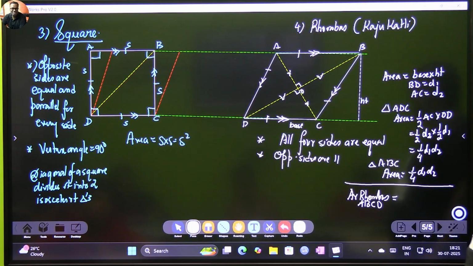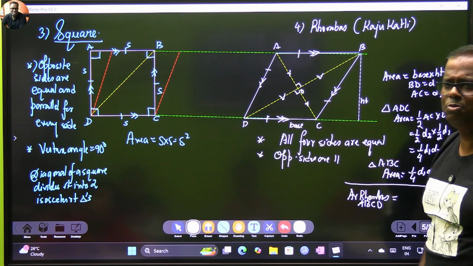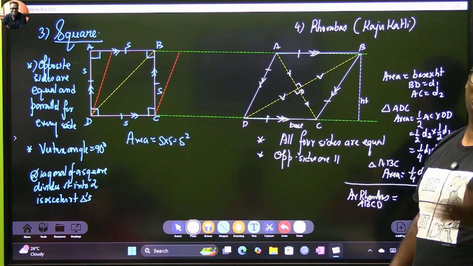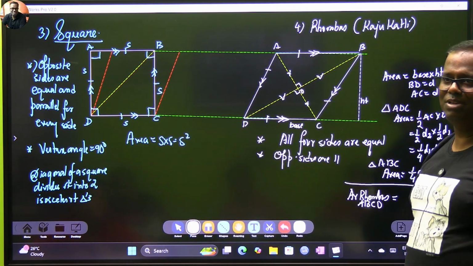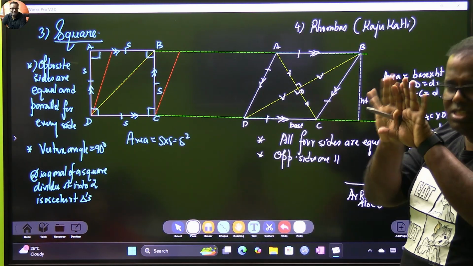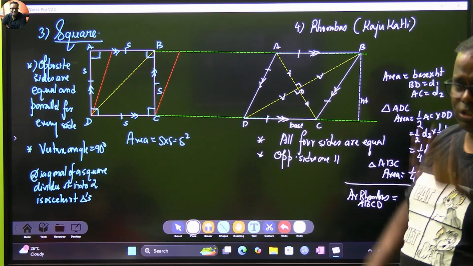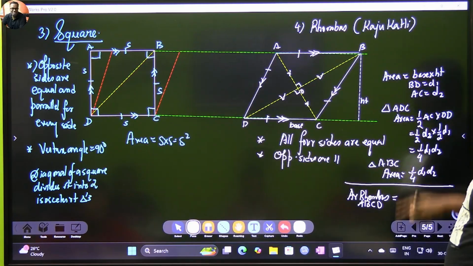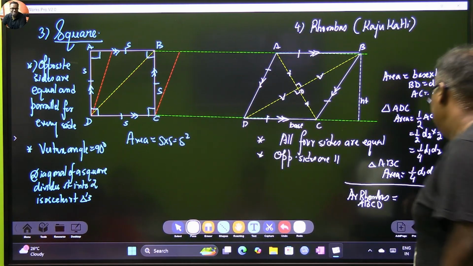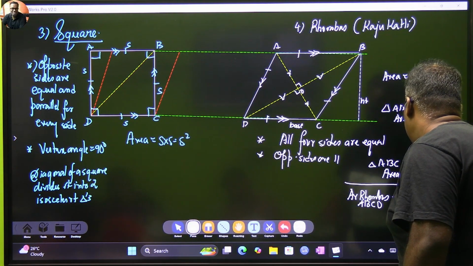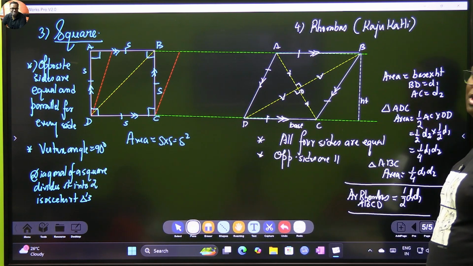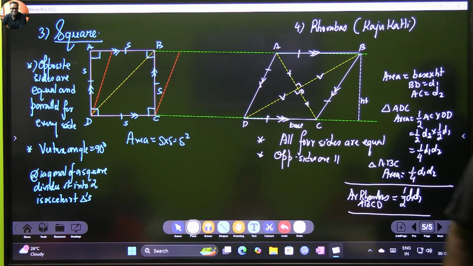Half, 1/4 pizza gives you how much pizza? Half pizza. 2/4. 2/4 is correct, but you don't say 2/4. Quarter pizza plus quarter pizza. How much is it? Half pizza. So the formula is half D1 D2. This is the formula that we use for area of a rhombus. Half into the diagonal into the diagonal. Understood?